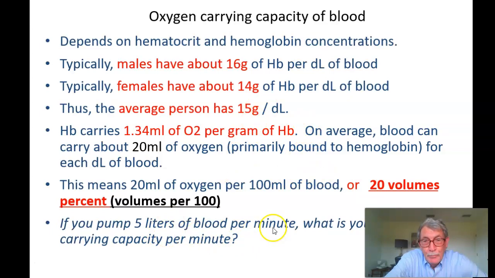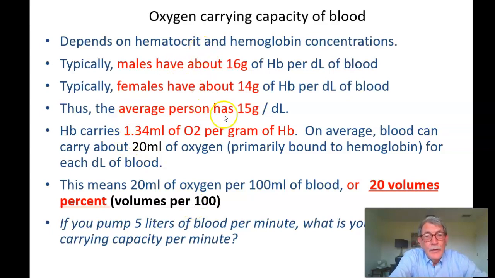So if you pump 5 liters of blood per minute, what's your total oxygen capacity per minute? Well, 5 liters, what's 20% of 5? 1, right? 20% of 5 is 1. So 1 liter of oxygen per minute is being delivered to your tissues if you're pumping 5 liters of blood. If it were 10 liters of blood per minute, if you're exercising, you'd be carrying 2 liters, right? Okay, because 2 is 20% of 10.